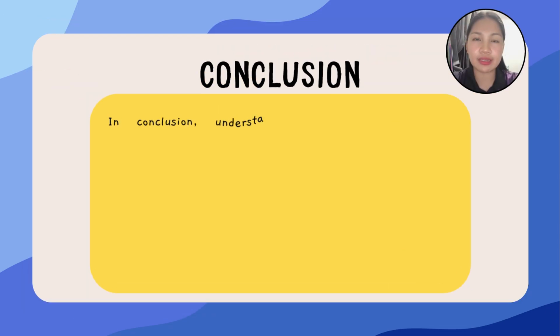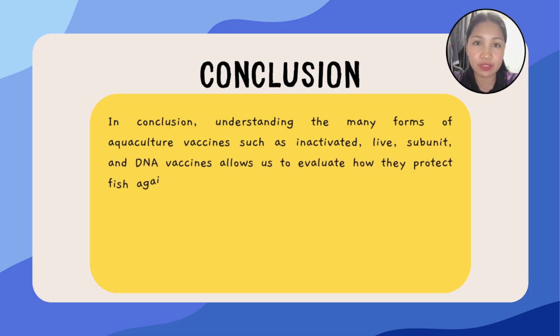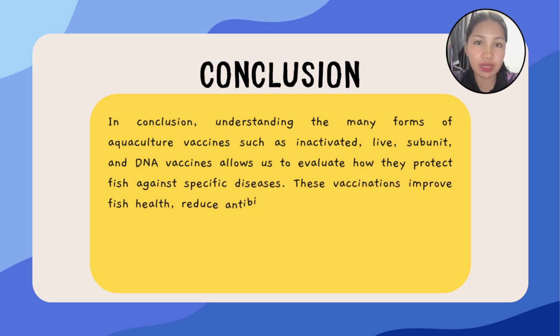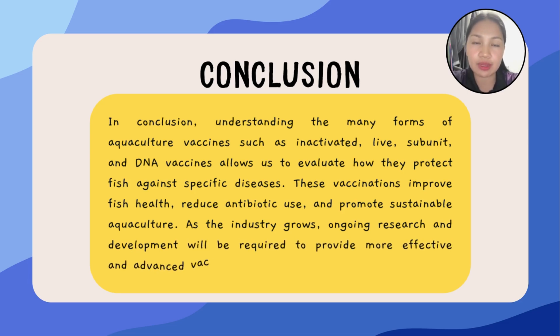In conclusion, understanding the different types of vaccines used in aquaculture, such as inactivated, live, subunit, and DNA vaccines, helps us see how each one protects fish from specific diseases. These vaccines not only improve fish health but also reduce the need for antibiotics, which is better for the environment and food safety. Overall, they help make aquaculture more sustainable. As the aquaculture industry continues to expand, ongoing research will be key to developing even more effective and advanced vaccines in the future. Thank you.